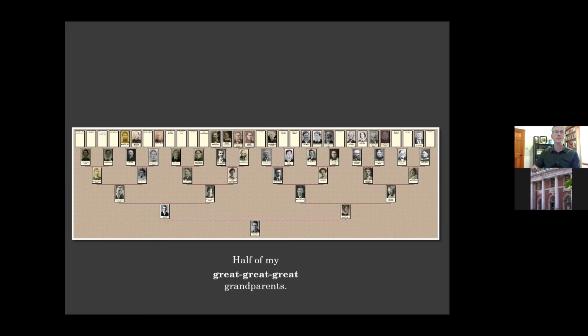So I always am looking at those blanks where I don't have photos and I'm trying to think, well, who might have a photo? Where could I possibly find a photo?